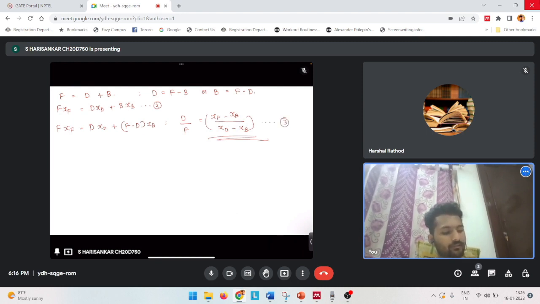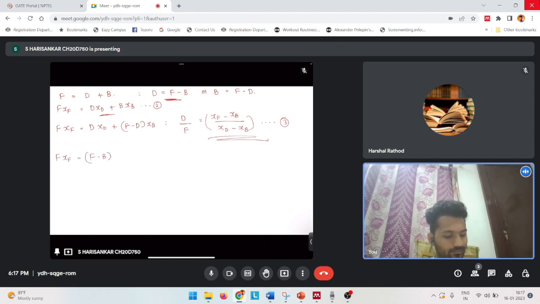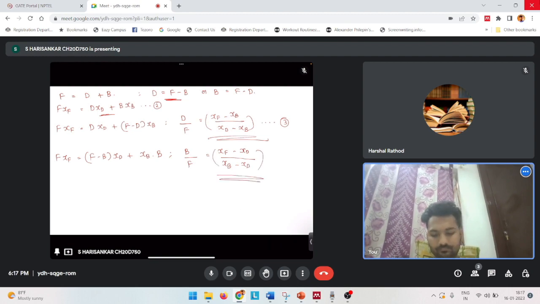And similarly, if we substitute D is equal to F minus B in this equation, we get Fxf is equal to (F minus B) into xd plus xb into B. And if we rewrite this, we can write B by F is equal to (xf minus xd) by (xb minus xd). So let us say this is equation number 4.